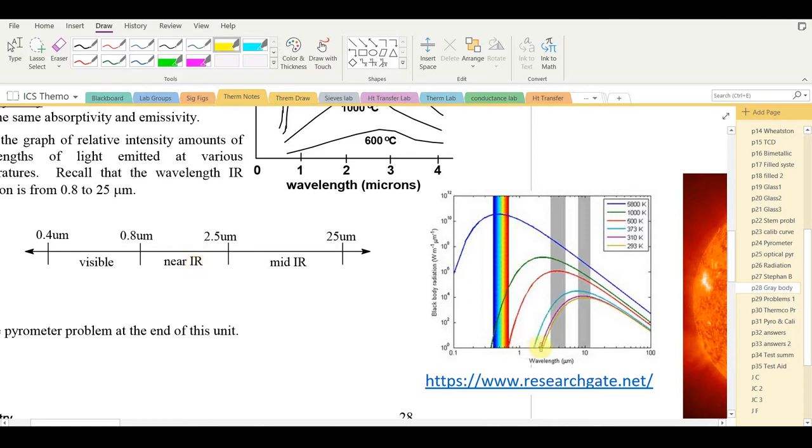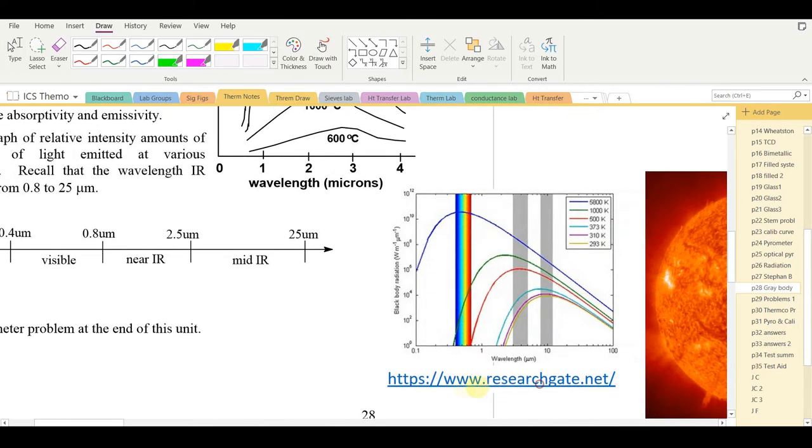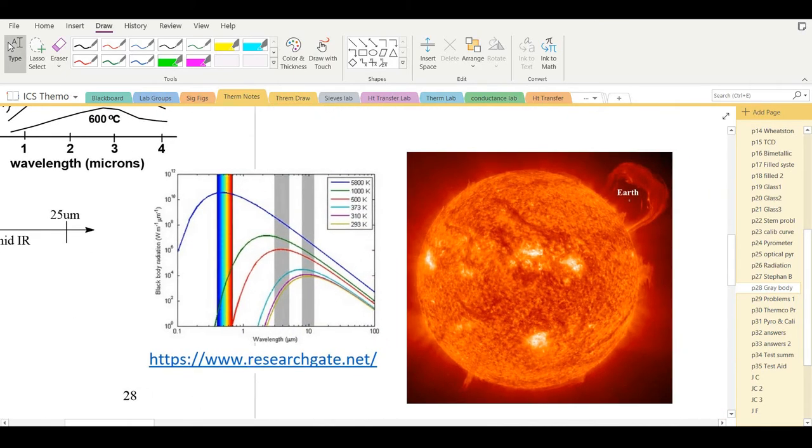We can see ourselves by photographing with infrared film. But at 500 Kelvin, notice we're just into the dull red region, and so that'd be just visible to the human eye. Now the surface temperature of the sun is said to be around 6,000 Kelvin, and that would emit all forms of radiation right into the visible, into the UV, into the X-ray, into the gamma ray.